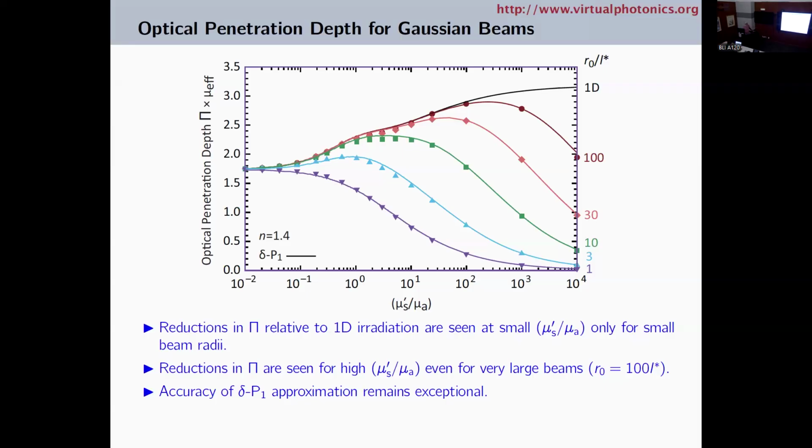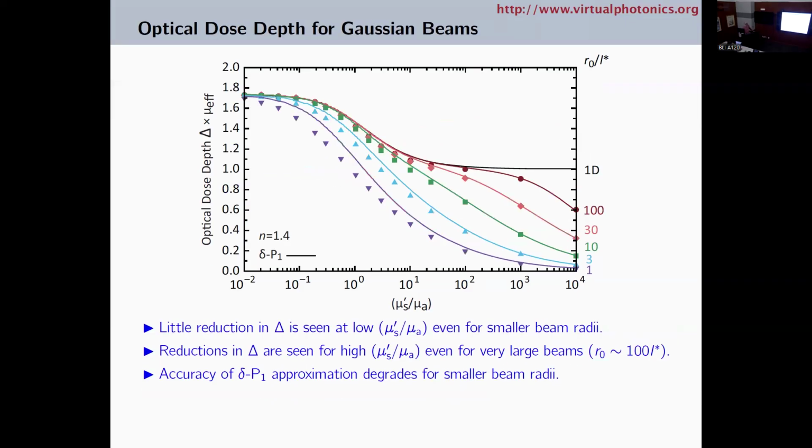Again, the delta P1 does fairly well. It starts to break down as the beams get small, and you see that here for the dose depths. So you can look through those if you're interested in these sorts of curves. There are often times in the lab that you need a back of the envelope approximation, and these curves are really helpful.